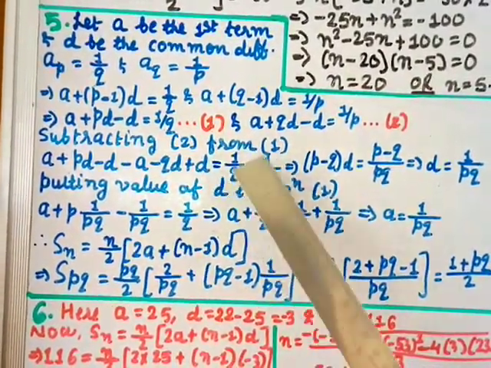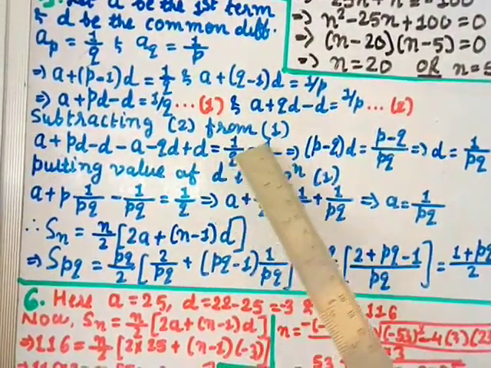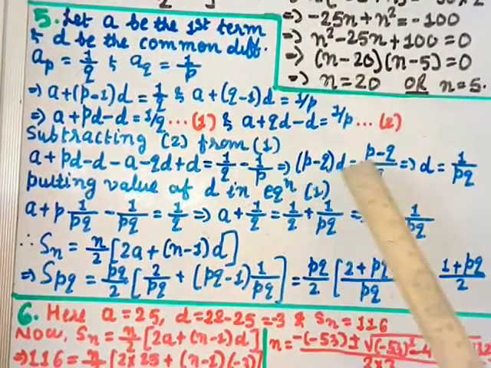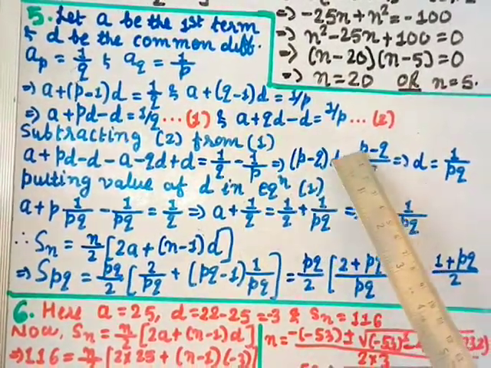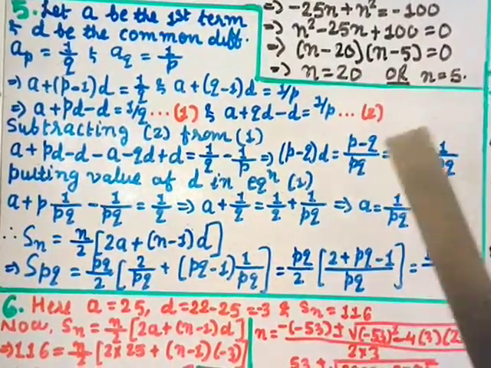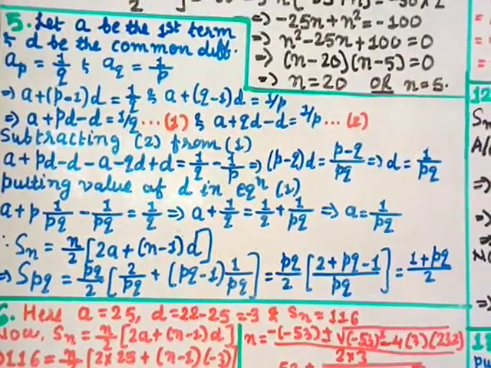And on this side I am taking the LCM. So cross multiply: p minus q divided by pq. Now if I transfer this to the denominator, they will cancel with each other, because it will go in the denominator. So (p minus q) can cut. So you get the d value as 1 by pq. So the d value is 1 by pq.